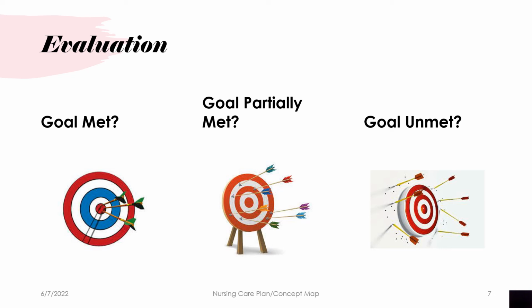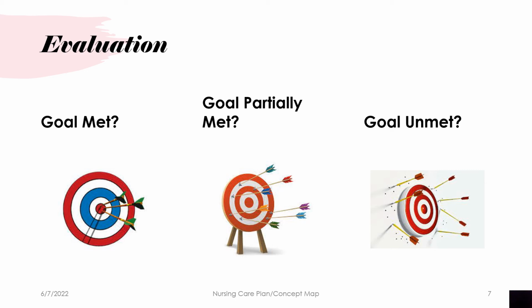The goal would be met if the patient did eat 50% of all their meals today. It would be partially met if they ate between 25 and 50% of all meals today. It would be unmet if they didn't eat any of their meals today. In addition to stating if they met their goal, you would want to explain why.